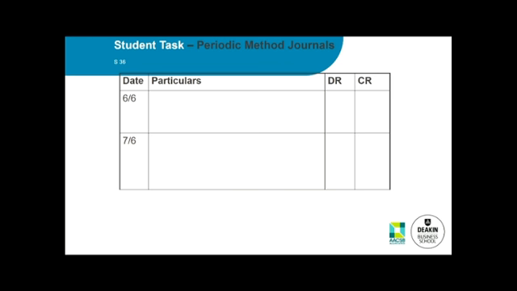So what happened on the 6th of June? We paid freight expense, right? Entry is going to be exactly the same. It wouldn't change in any way because it's not related to inventory. It's just another expense. What happened on the 7th of June?